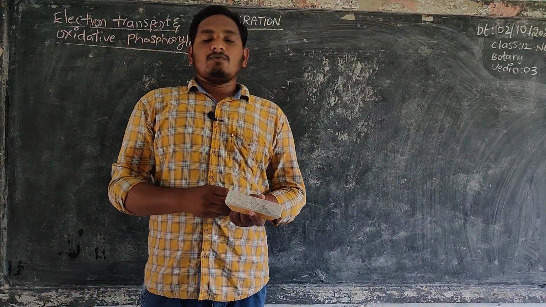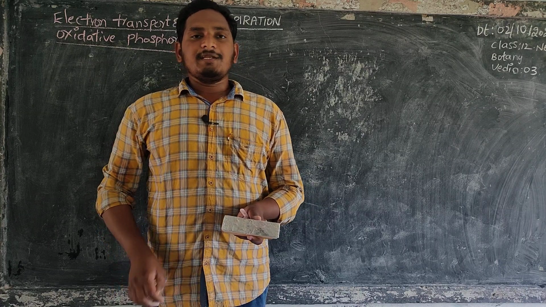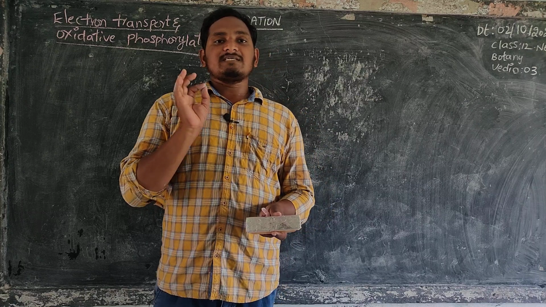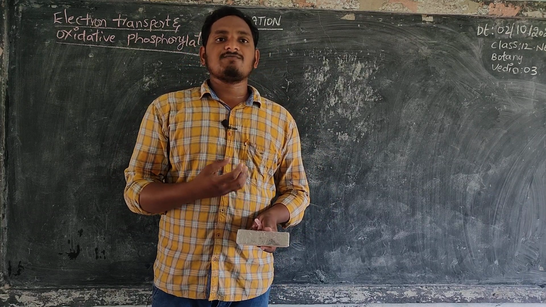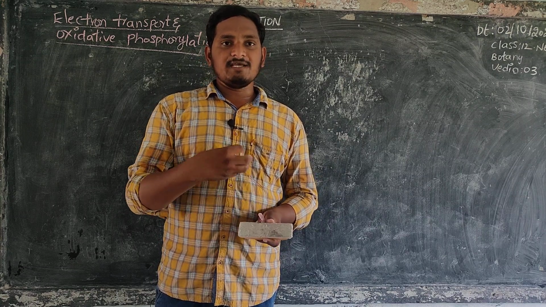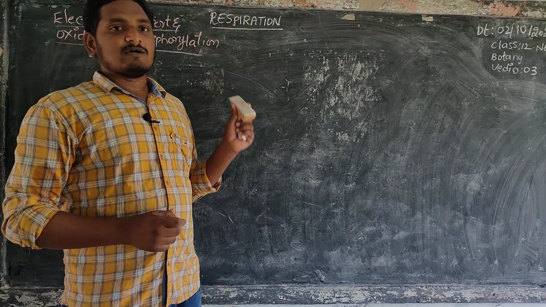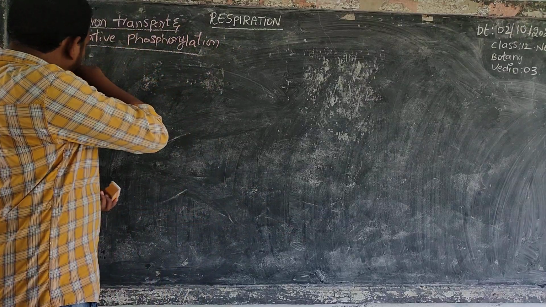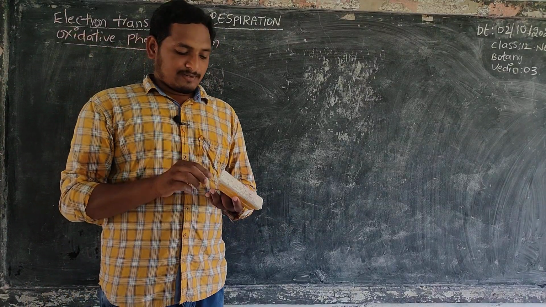So in glycolysis and Krebs cycle, NADH2 and FADH2 are formed. How these NADH2 and FADH2 are involved in synthesis of ATP, that is energy, we are showing by this chain of enzymes or chain of proteins, that is electron transport system or electron transport chain. In electron transport chain, mainly 4 complexes are present.